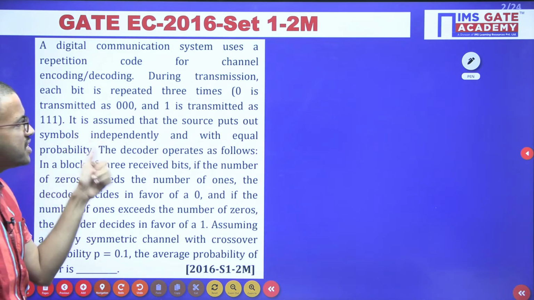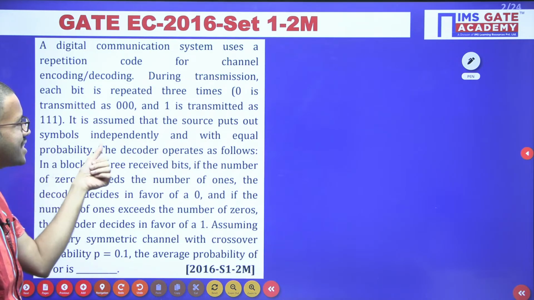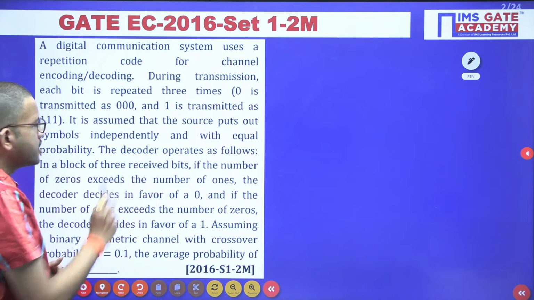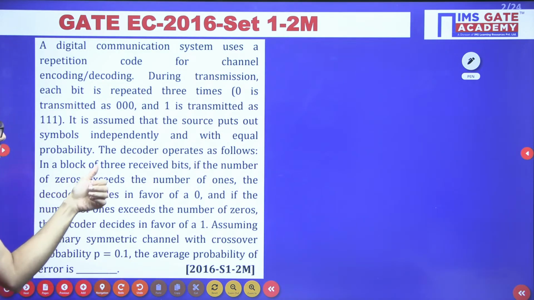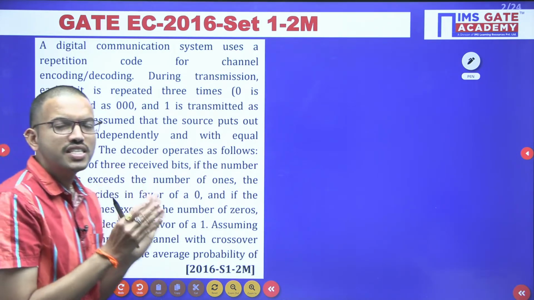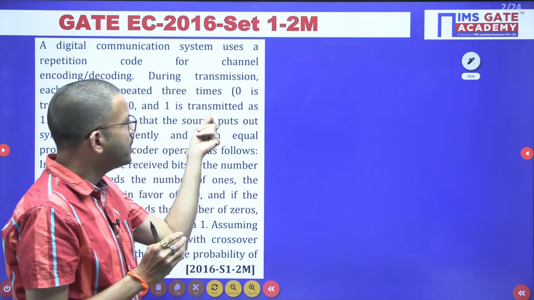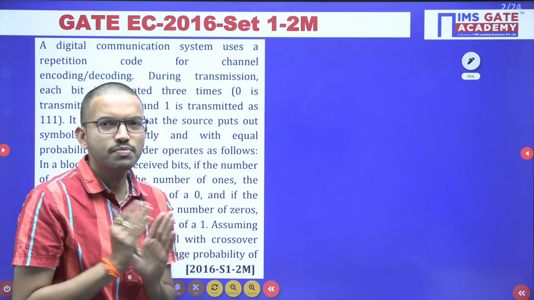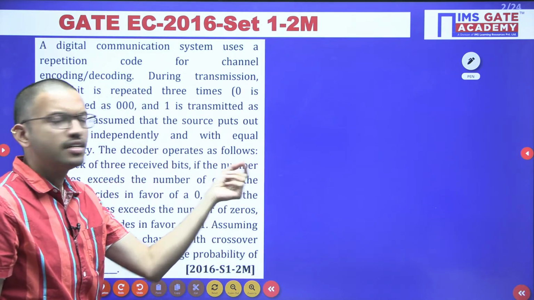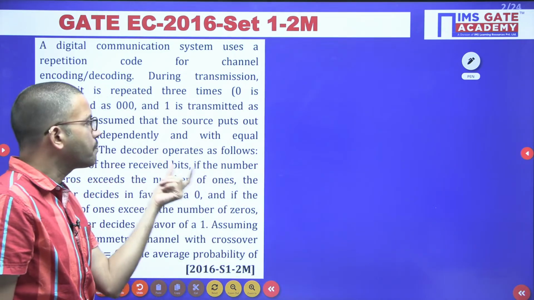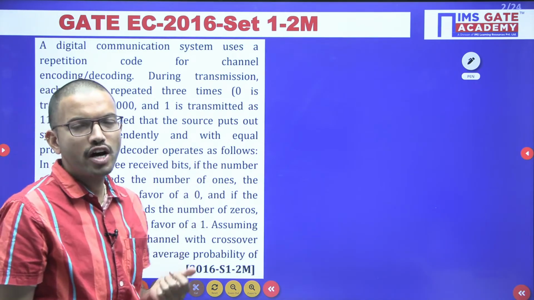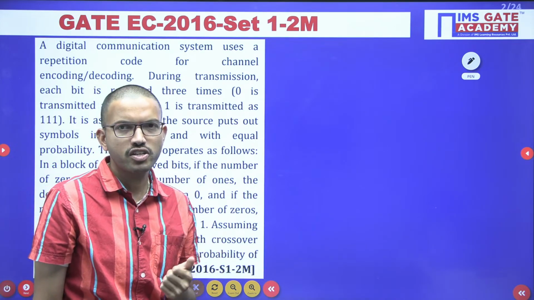It is assumed that the source puts out symbols independently and with equal probability. The decoder operates as follows. In a block of 3 received bits, at the receiver, from the transmitter, for every bit you are sending, instead of transmitting a single bit, you are transmitting 3 bits, right? Similarly, at the receiver, you are using the decoder. That time, just by considering 3 bits, you can decide whether the output you have to consider is 0 or 1.